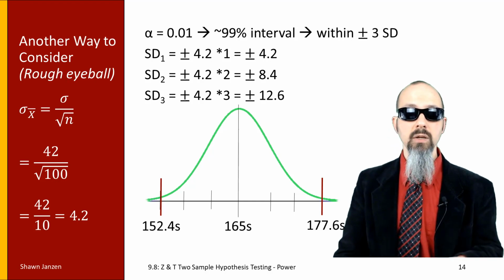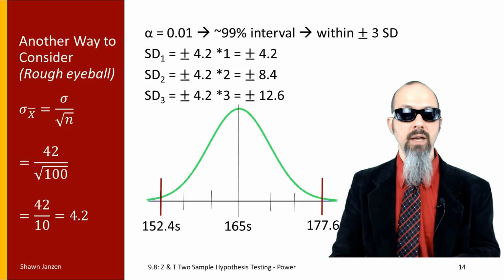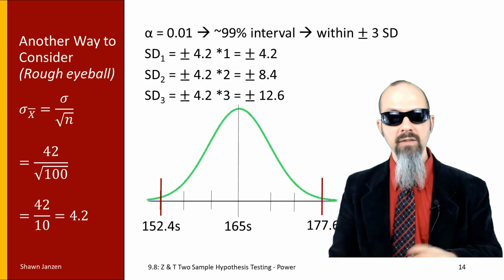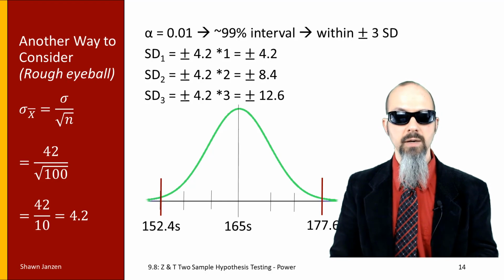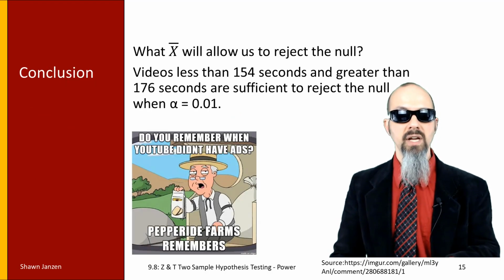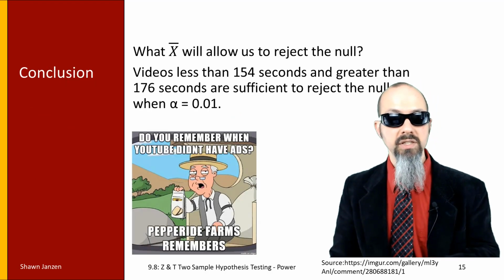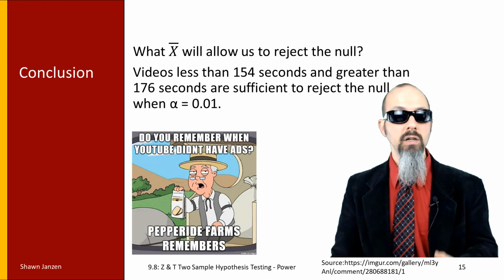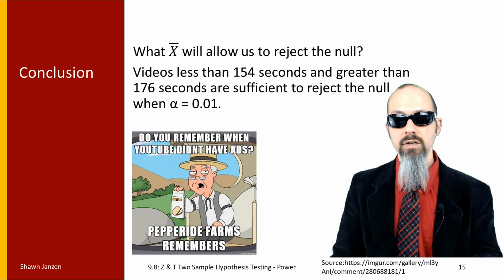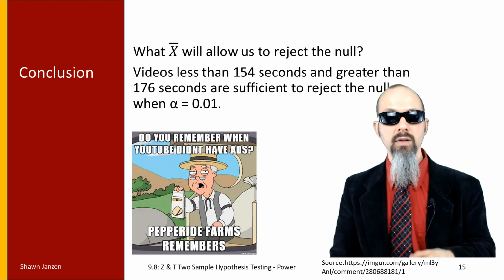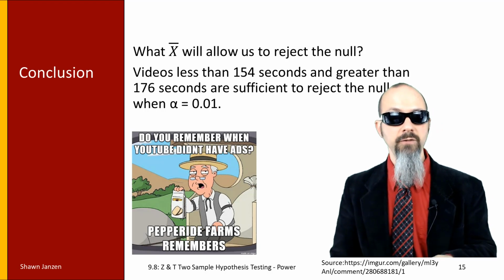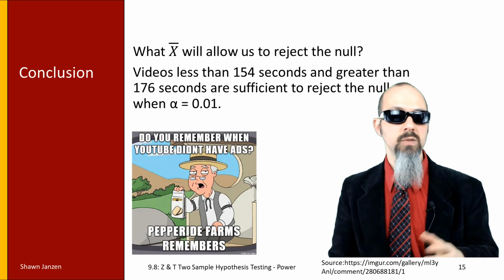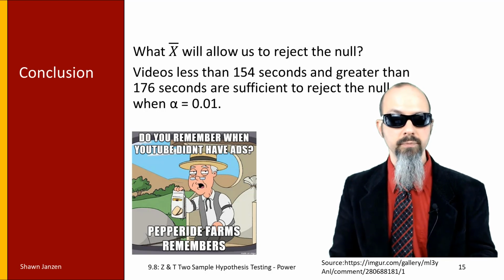Now this is really close to what we had before. It's the exact same value of 152. The high-end value is a couple numbers off, could be due to rounding and other particular differences there. So when we're asking ourselves what x bars will allow us to reject the null, what we would conclude is that videos of less than 154 seconds or greater than 176 seconds are sufficient to reject the null hypothesis when alpha is 0.01.